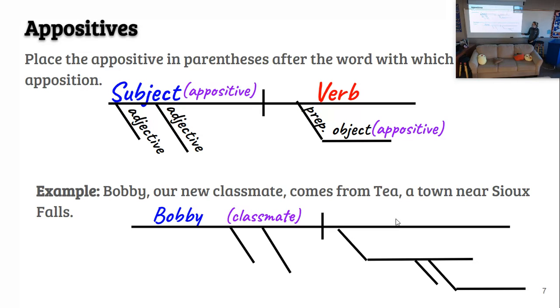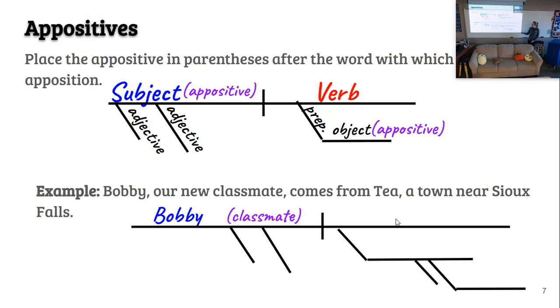Now, what do we do with these other two words that are part of that appositive phrase? Malachi, what do we do with them? I know what they are, but what do we do with them? Where do they go? Like on the diagram, where do we put them? Yeah, "are" and "new." Where do we put them on the diagram? No, not under the subject. Marcus? Under the appositive. We put it under classmate, the appositive.